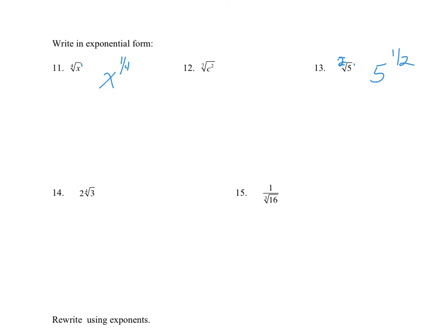All right, let's skip down to number 14. 2 times the 4th root of 3. So this really can be written as 2 times 3 to the 1/4 power. And they just said rewrite it in exponential form, so I can write it as 2 parentheses 3 to the 1/4 power. Didn't say to solve it, it just said to rewrite it, and I did.